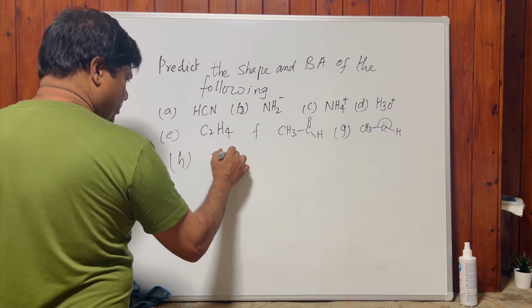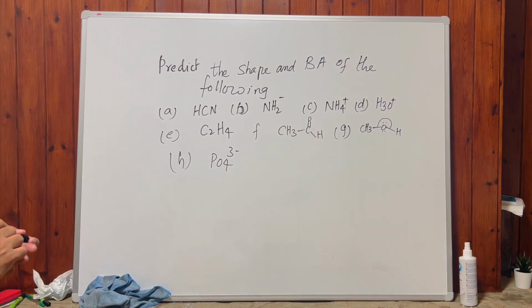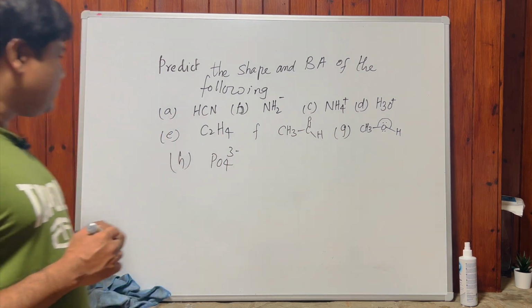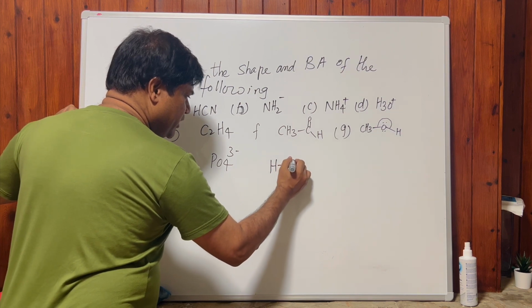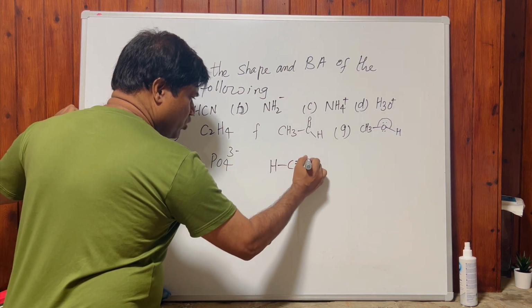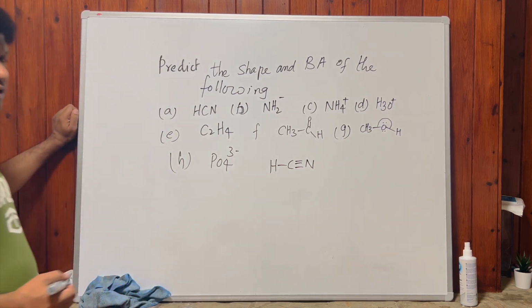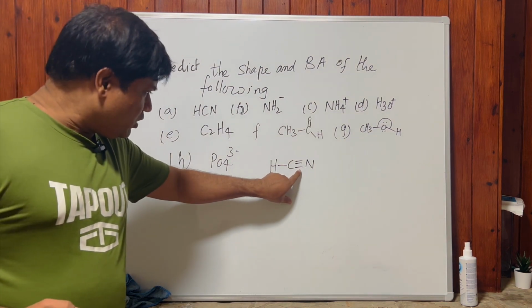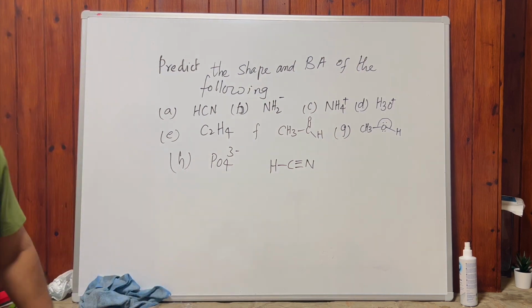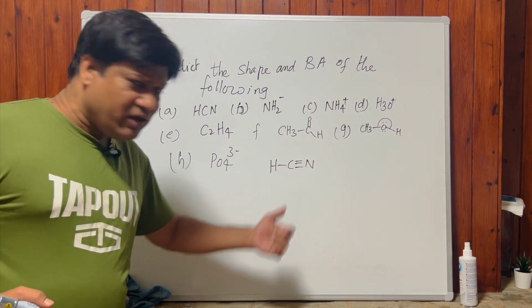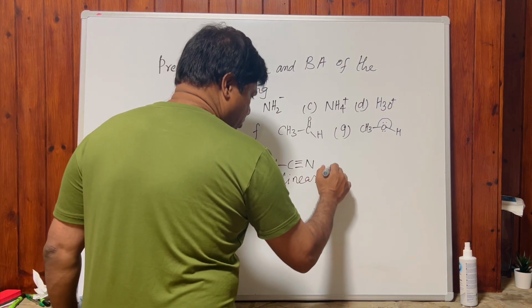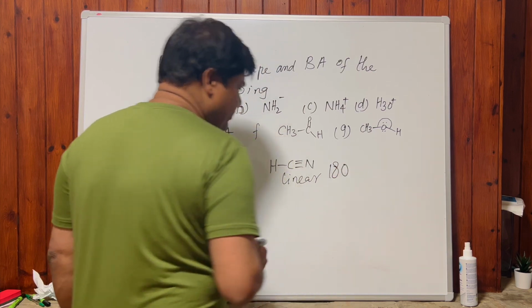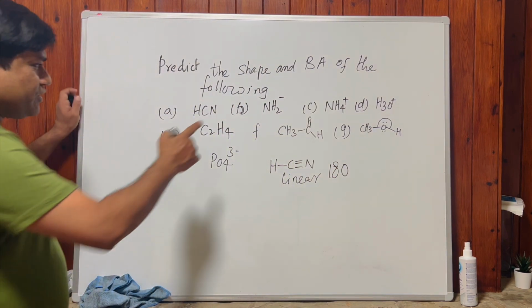PO4 3 minus overall. Yep. Now we will do one by one. HCN, hydrogen cyanide. There is a triple bond between carbon and nitrogen. How does the molecule look to you guys? I told you, ignore pi bond, ignore double bond. So the molecule looks linear, and the bond angle is 180. That's a tricky one.